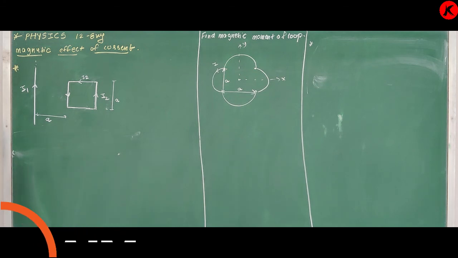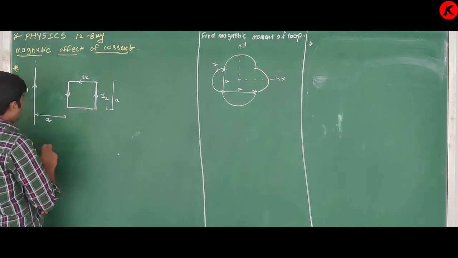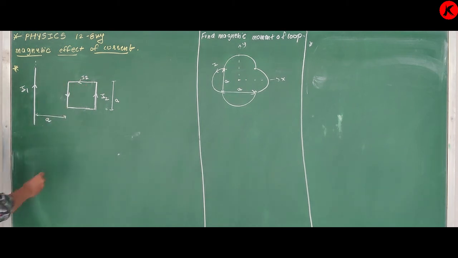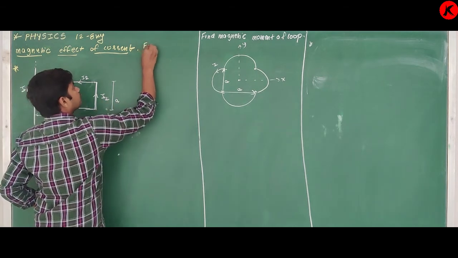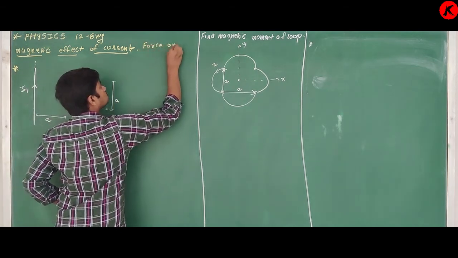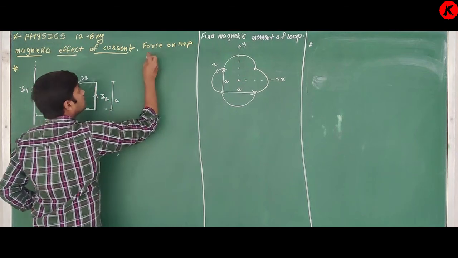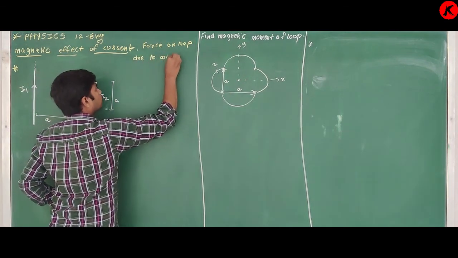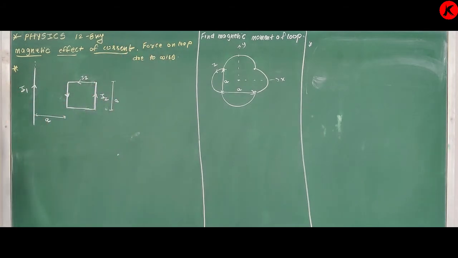Okay, first question. You are given one wire carrying current I1. Here is a square loop of side A and distance A from this wire, carrying current I2. Your question is, what is the force on the loop due to the wire?